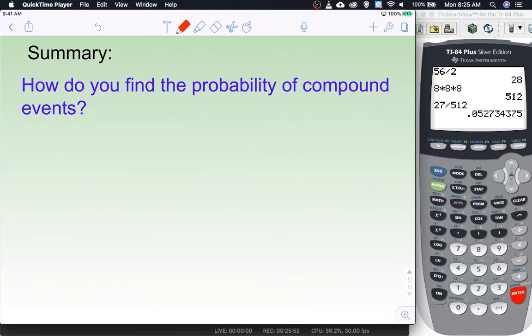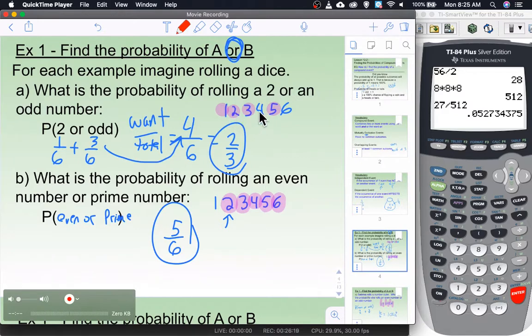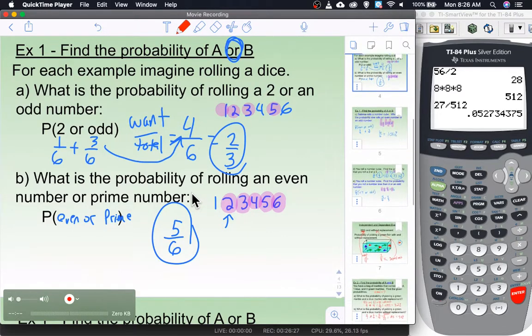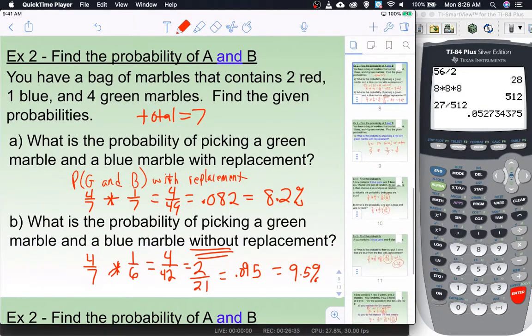In summary, how do you find the probability of compound events? Go ahead and pause the video and think about it right now. So a lot of times it's listing choices. If it's one action, list your choices. Up here when we were doing the dice, we were listing our choices and highlighting the things that we wanted. That was one action. You roll the dice one time and you want these things to happen. That's a good way of doing it. When you have multiple actions, you multiply those probabilities together.